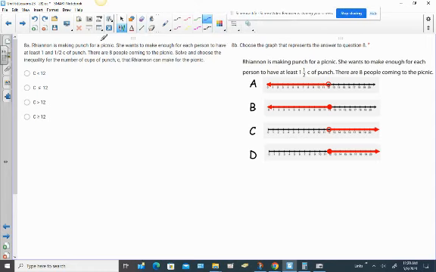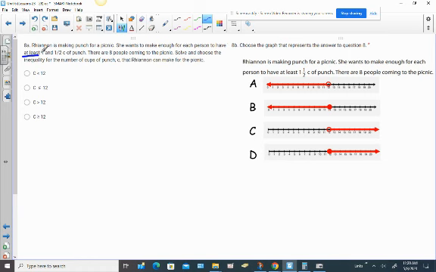Rhiannon is making punch for a picnic. She wants to make enough for each person to have at least 1.5 cups of punch. There are 8 people coming to the picnic. Solve and choose the inequality for the number of cups of punch that Rhiannon can make for the picnic.